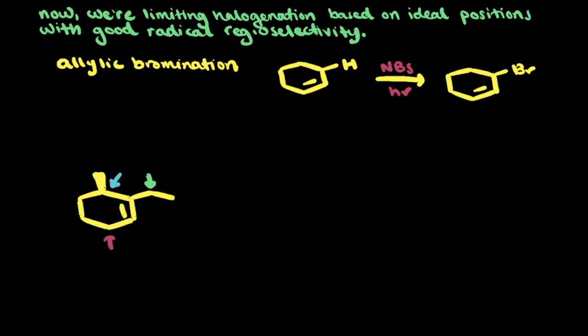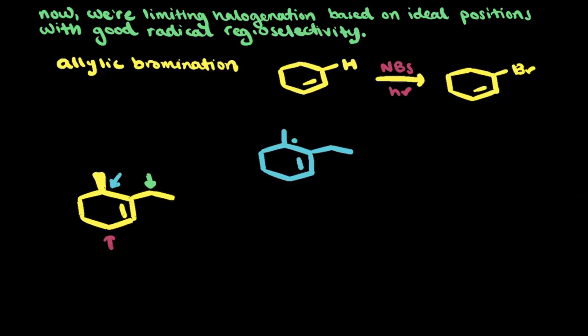So now our blue one would end up looking like this. Pop quiz for you guys. What is the hybridization of a radical? sp2. sp2, right. And if you're sp2, you're planar.